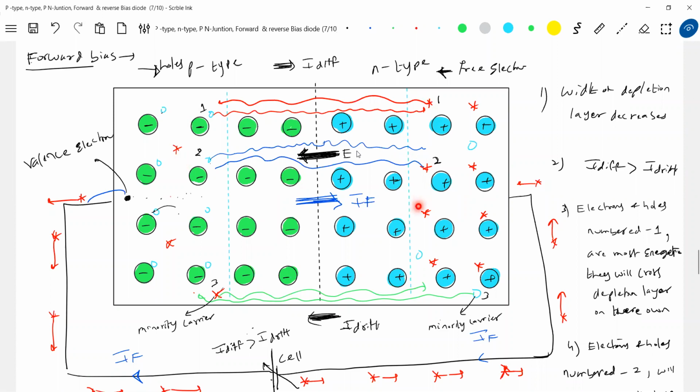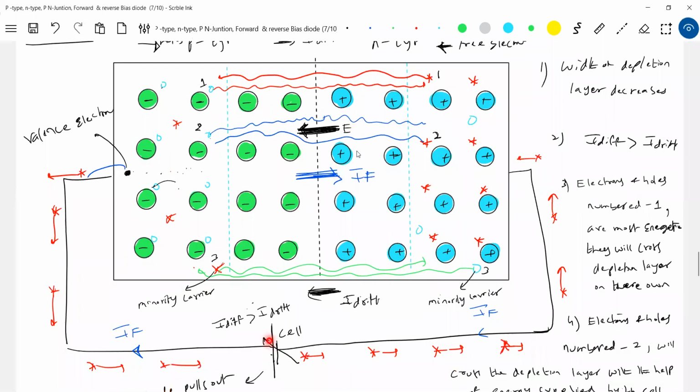Let's take some 3, or some 4. Though the cell is there, and temperature is there, it was unable to cross. If I increase temperature, the average kinetic energy increases, so it will have sufficient energy to cross. Therefore, as you increase temperature, the amount of majority carriers crossing the junction will increase, for a given voltage. I'm not going to vary voltage.